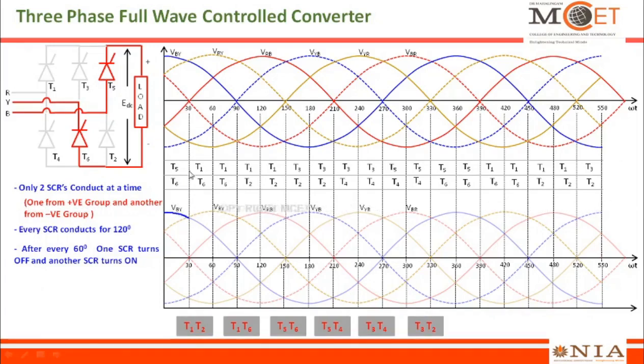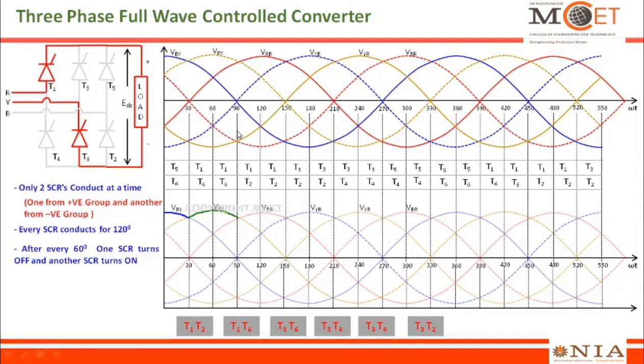Now in the next 30 degrees, T1 and T6 are conducting. So when T1 and T6 are turned on, let us try to see what is happening. T1 and T6 are conducting. The positive of the load is connected to VR and the negative of the load is connected to VY. So the load voltage will be VRY. So this is the load voltage VRY. This will be the voltage appearing across the load for the next 30 degrees. For the next 30 degrees also, from 60 to 90, T1 and T6 continue their operation. So again VRY will be followed till this point.